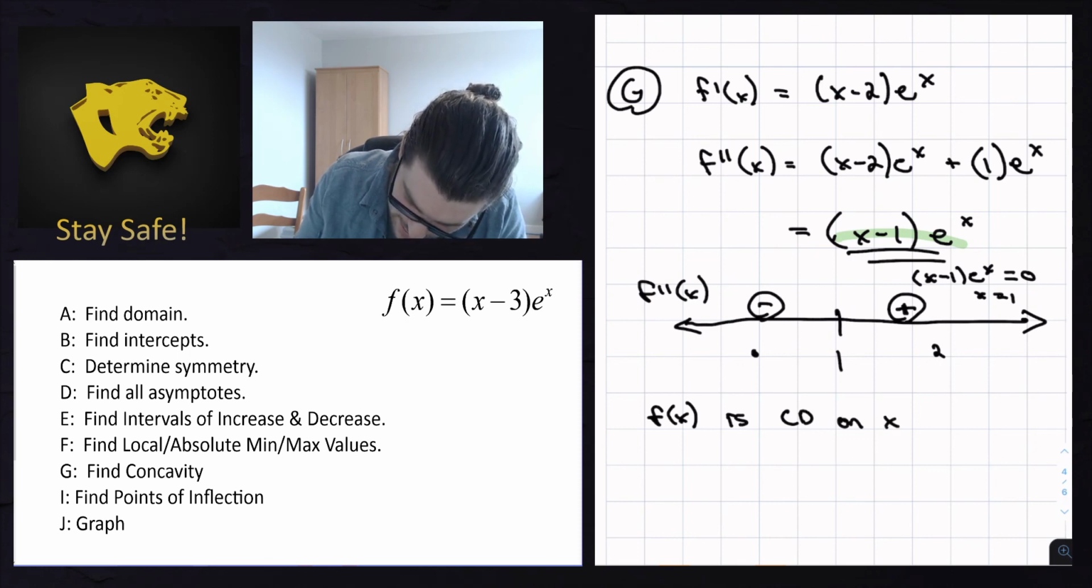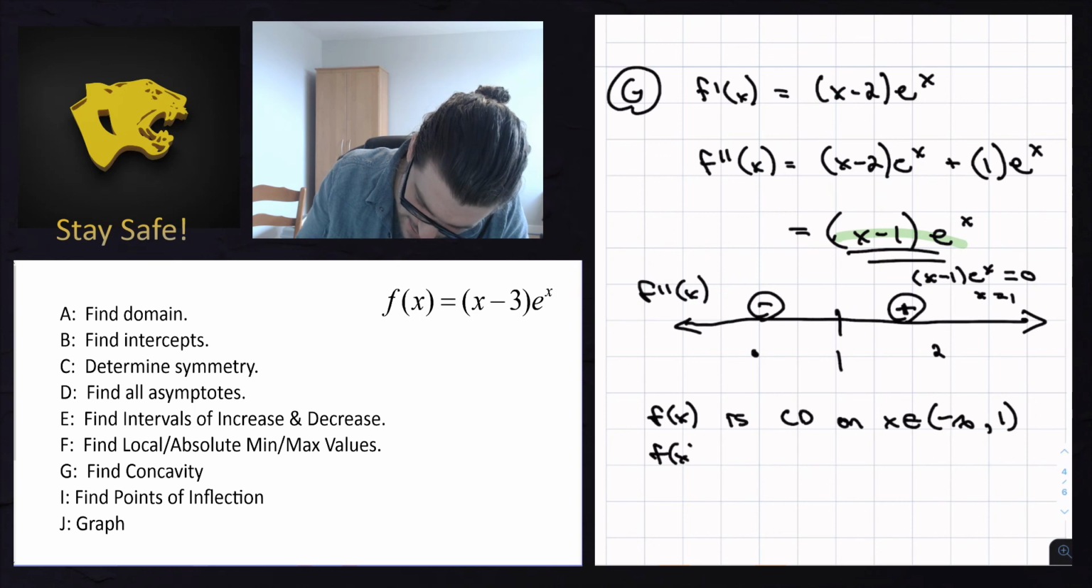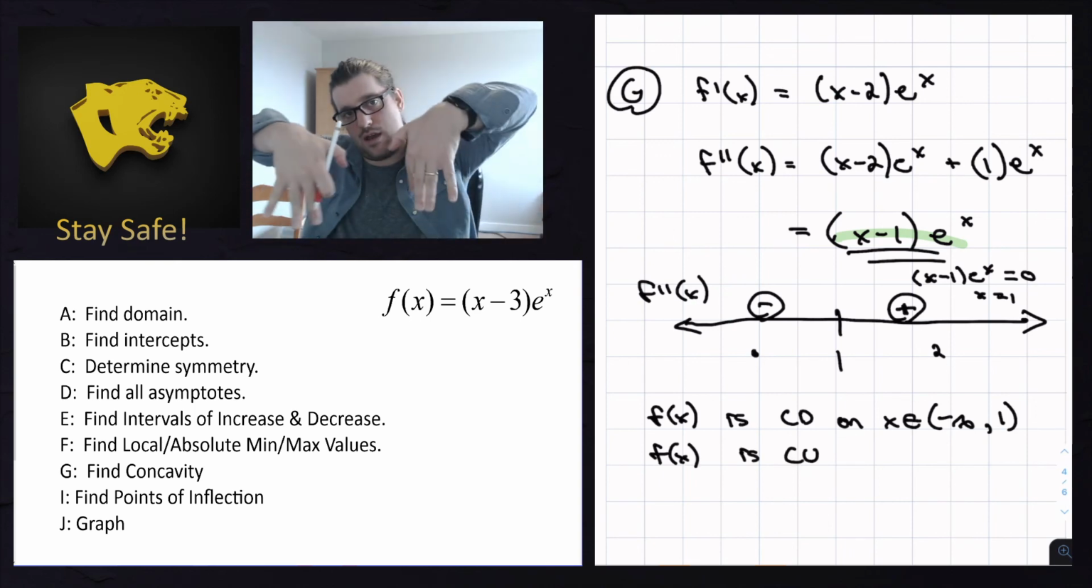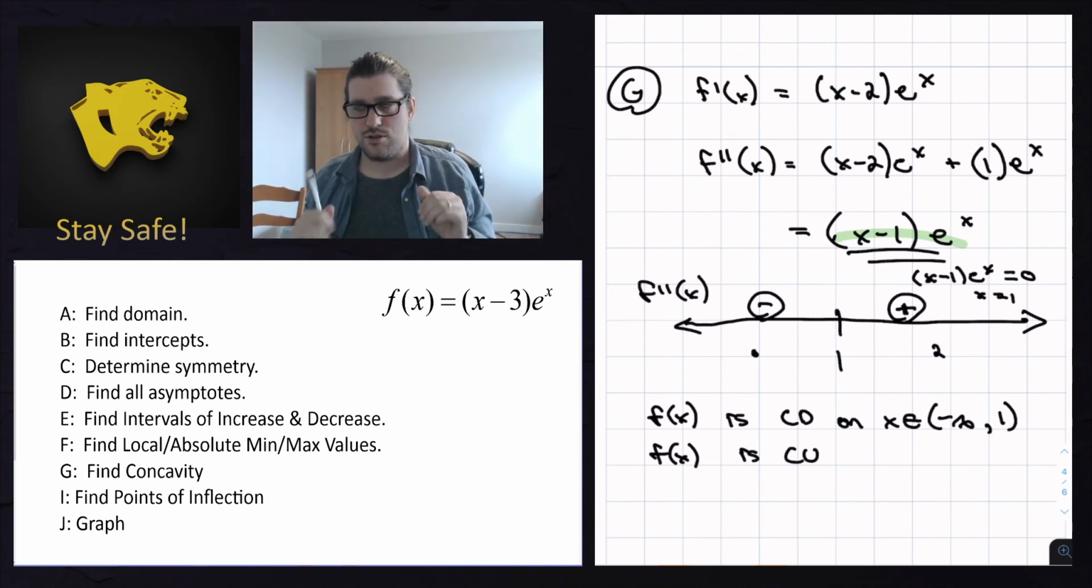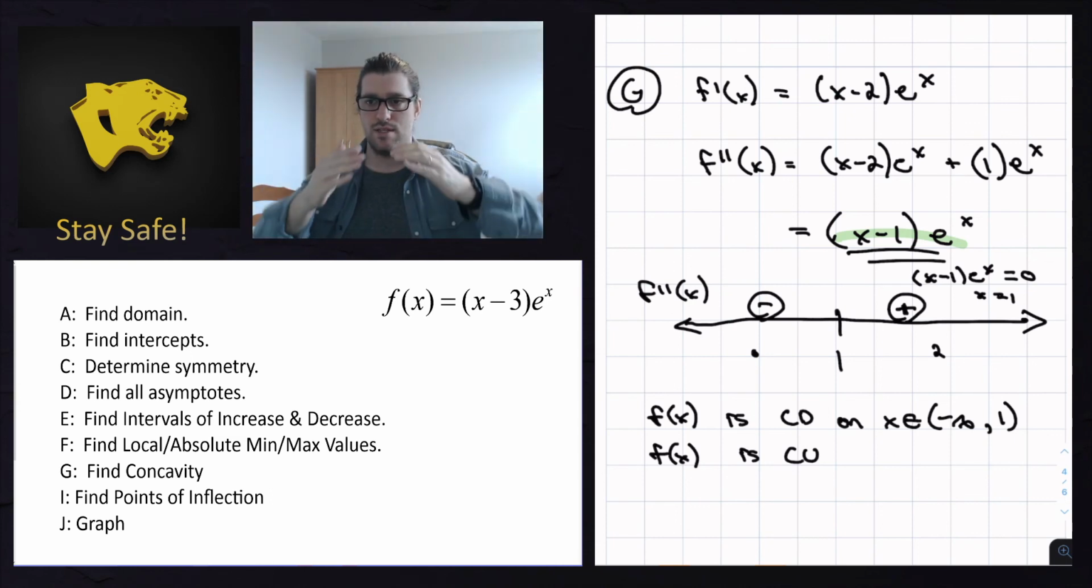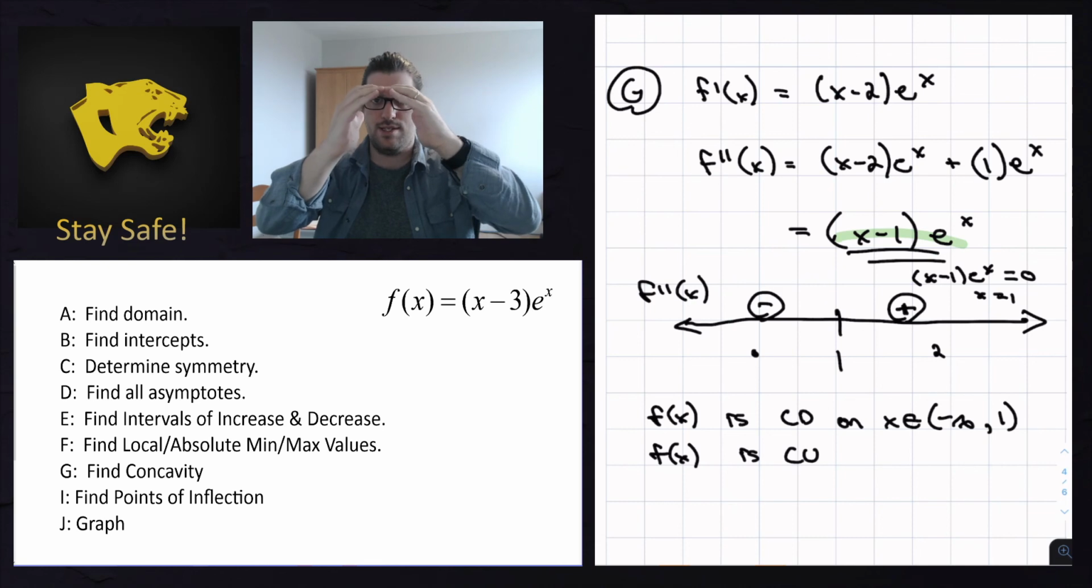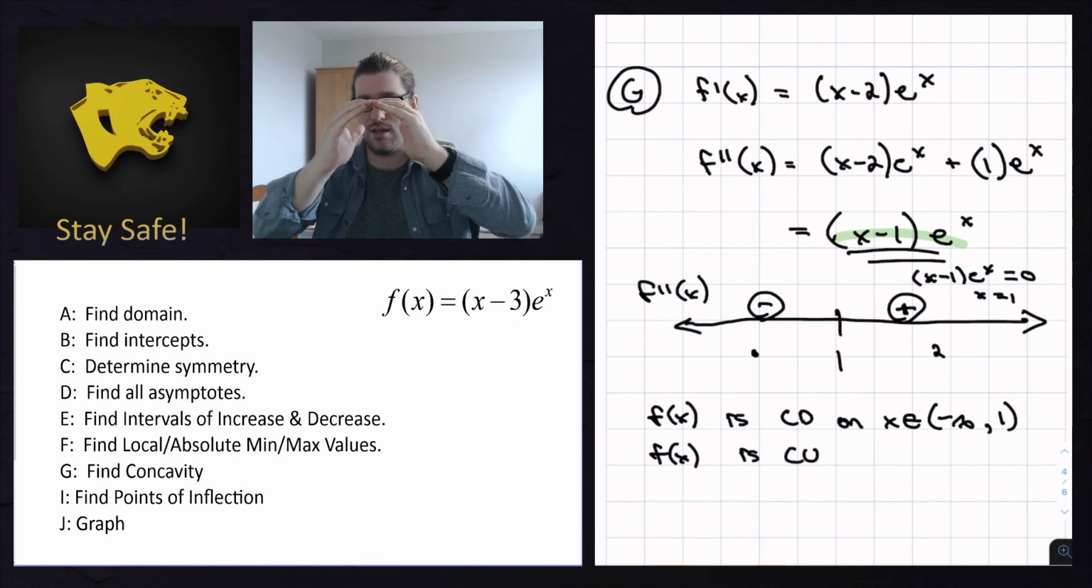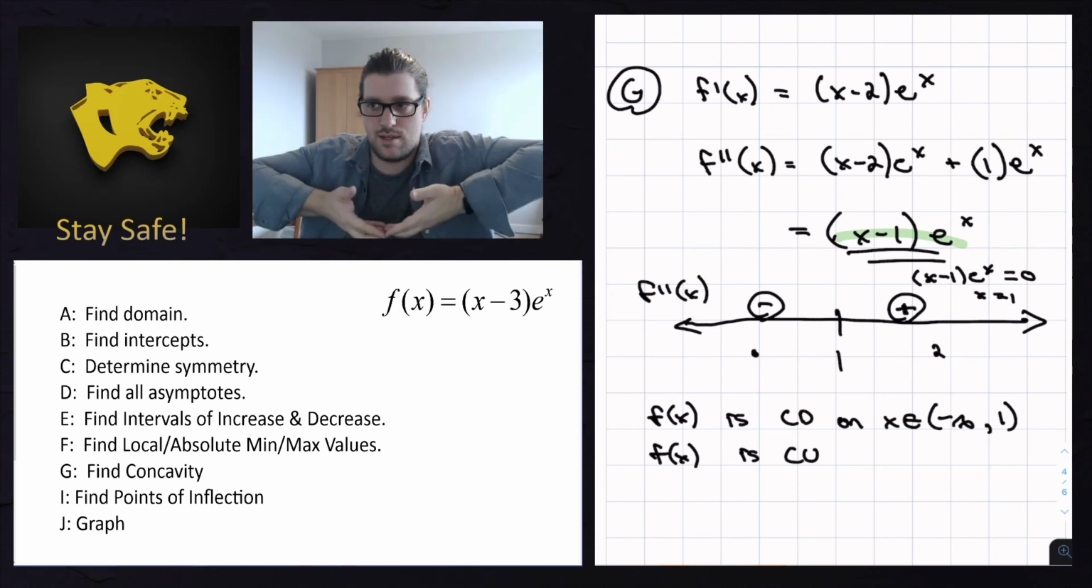On x, an element from negative infinity to positive 1, f of x is concave down, the negative sign. Second derivative being negative means that you're shaped like this, as we talked about when we discussed that the other day. And positive second derivative means you're shaped like this instead.